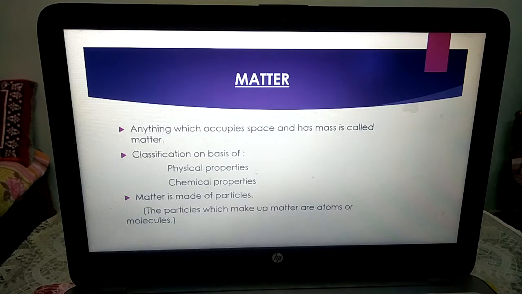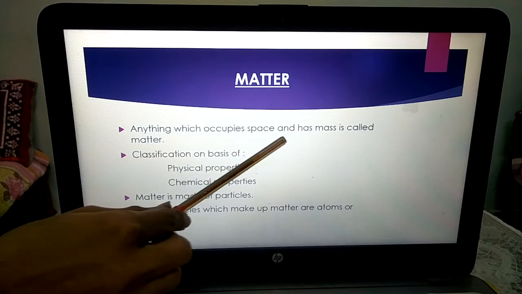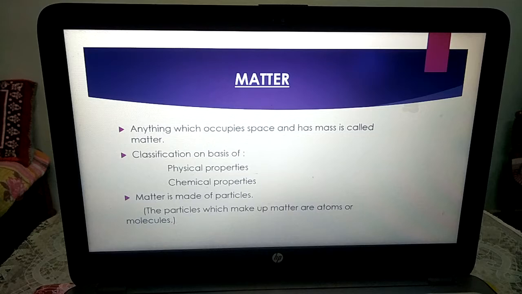Okay, so what is matter? Anything which occupies space and has mass is called matter. See students, here it says anything which occupies space and has mass is called matter.